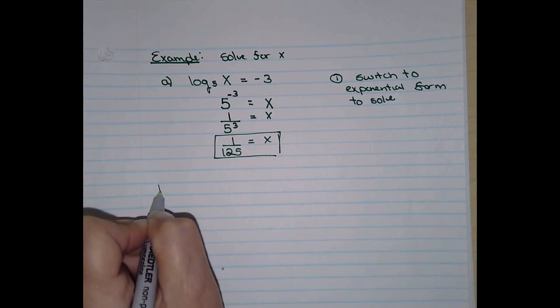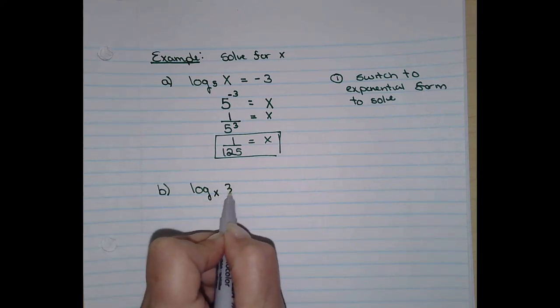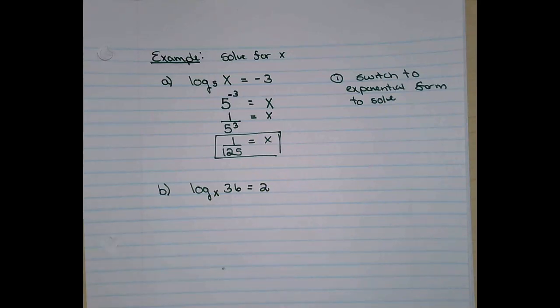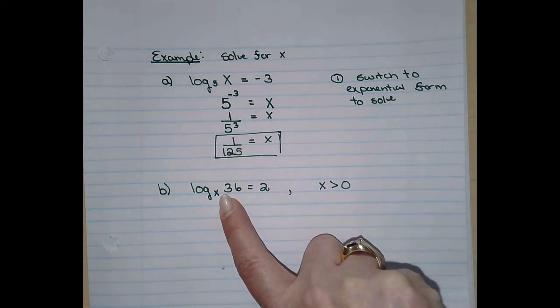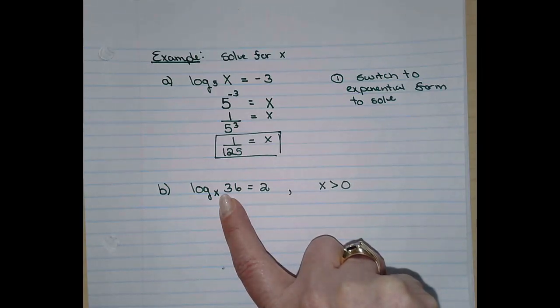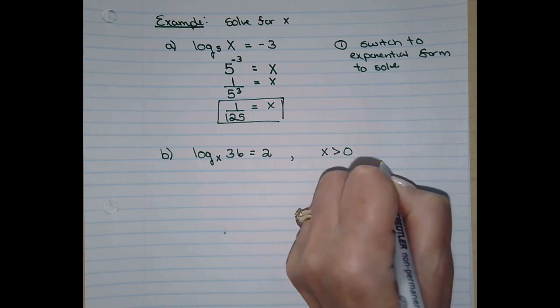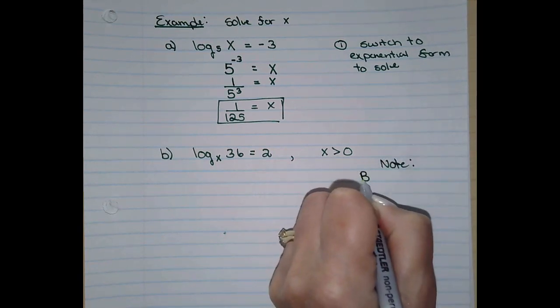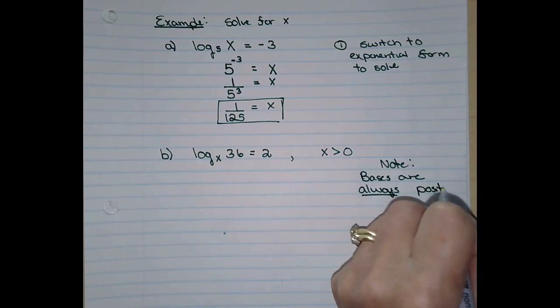Okay. Log base x of 36 is equal to 2. And I am letting you know that our bases will always be positive numbers. There is no such thing as a negative base number. Just like an exponent, it was never a negative, right? This x for us is always going to be a positive number. Bases are always positive. So I'm just making that note so you remember this. Bases are always positive numbers.